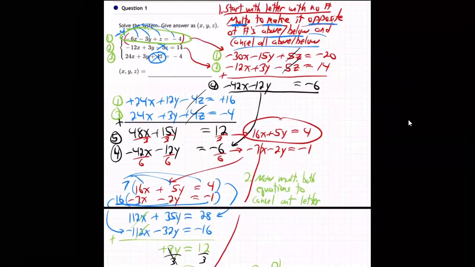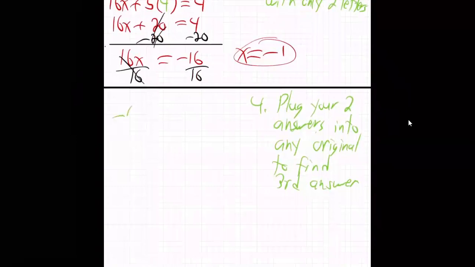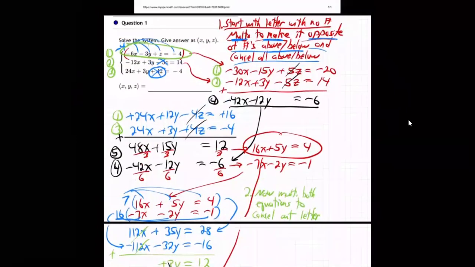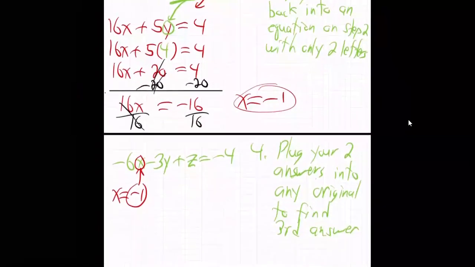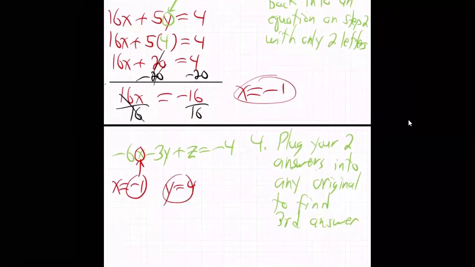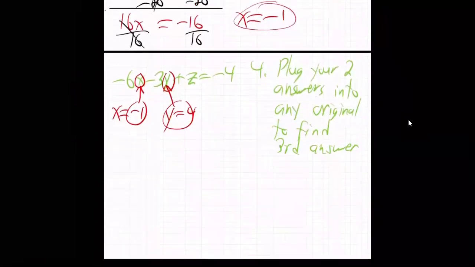What is it? Minus 6x minus 3y plus z. Let me go back to look at it again. What is it? Minus 6x minus y plus z is minus 4. And I grab that x. Oh, here, I'll just write it down here. Right there. And I got y, right? Y is 4. And go right there, and then I can solve for z.